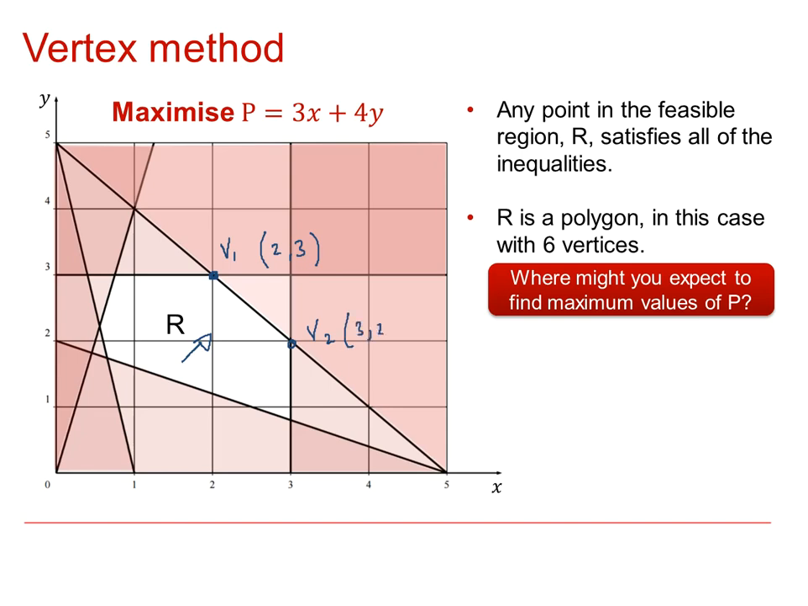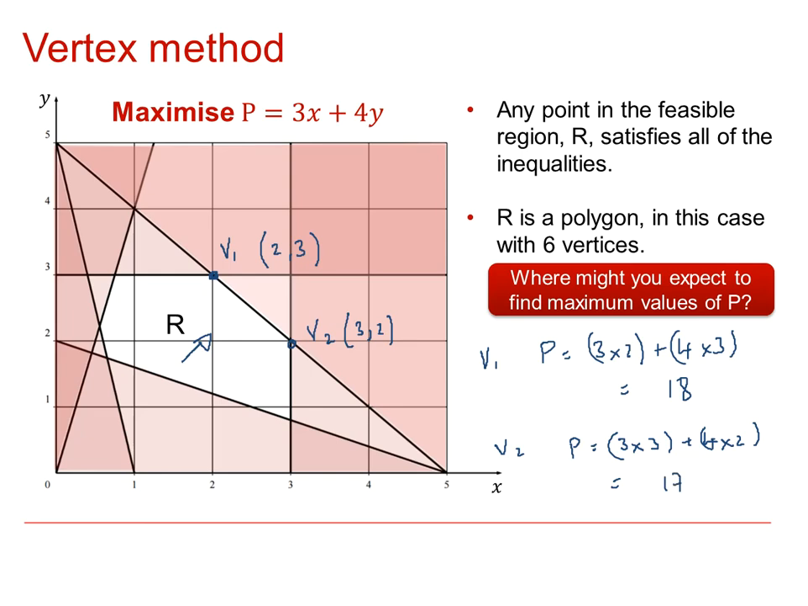So if we calculate the profit at each of those, at V1 the profit would be equal to 3 multiplied by 2 plus 4 multiplied by 3, which is equal to 6 plus 12, 18. And at V2 the profit is 3 multiplied by 3 plus 4 multiplied by 2. So we've got 9 plus 8, which is 17. So our maximum profit is given by this vertex here.